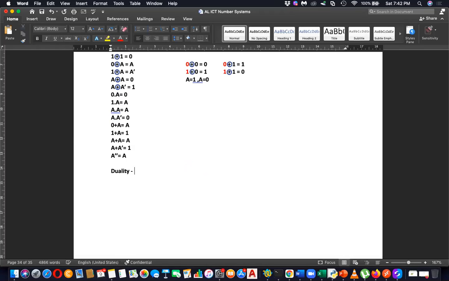ද්විත්වතාවය කියලා කියනවා සිංහලෙන්. Duality means there is a valid format of each of these Boolean expressions, which can be taken by inverting ones to 0, 0 to 1, plus to dot, and dot to plus. So there's a valid format of each of these and other Boolean expressions.